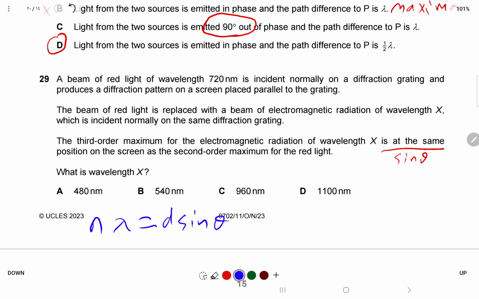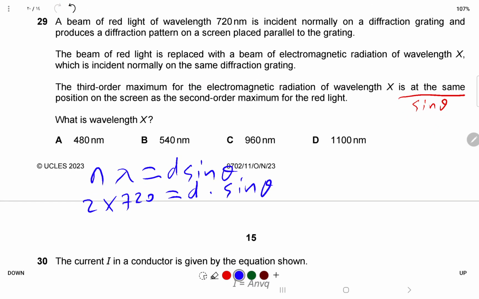The third order maxima for electromagnetic radiation wavelength X is the same position on the screen as the second order maximum for light. So this is second order here. 2 times lambda for light, 720 for red, equal D, we don't know it, and sine theta we don't know it, so let's leave it like this. Now this is the first equation.